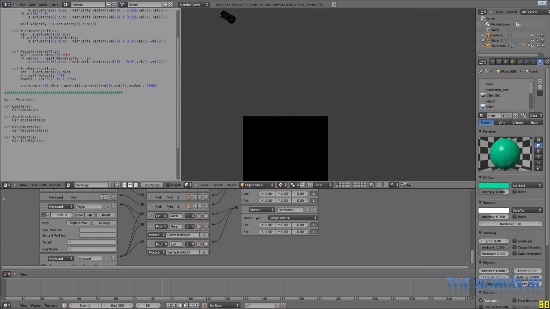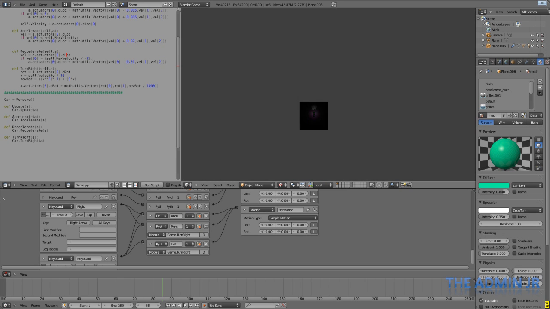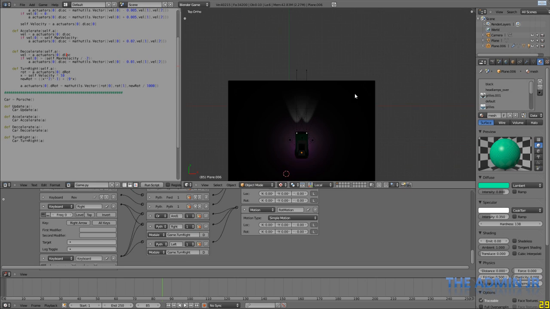So as we speed up, there we go. Proper turning speed. So as you speed up, the turning speed slows down. Probably see it better like that. It goes to a halt. There we go. There, that's pretty cool. So that's that sorted.